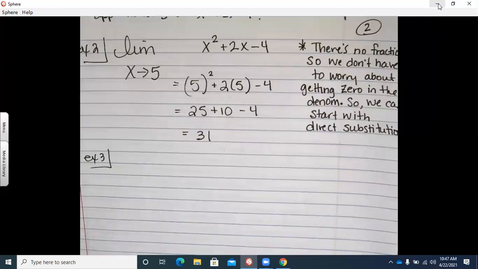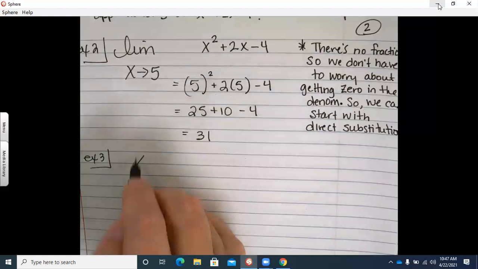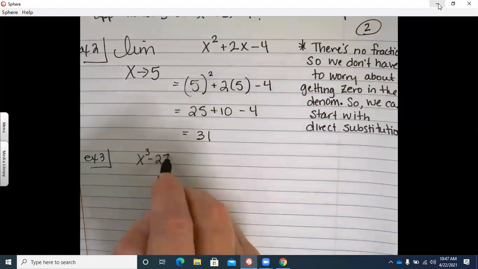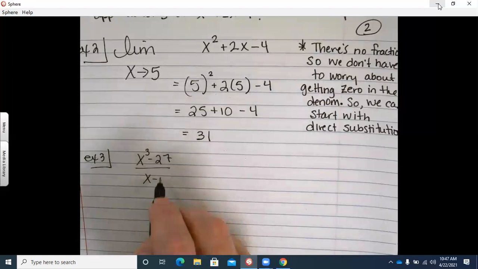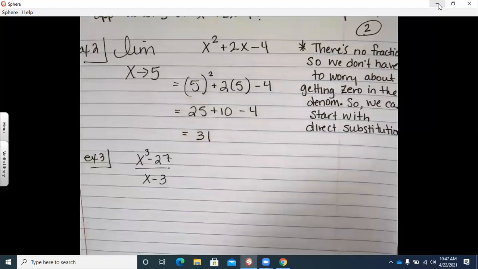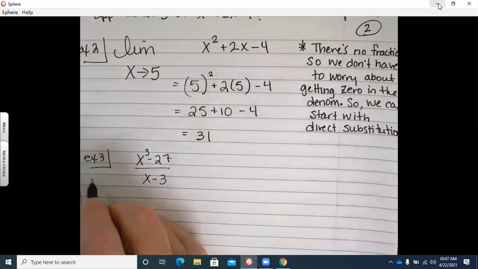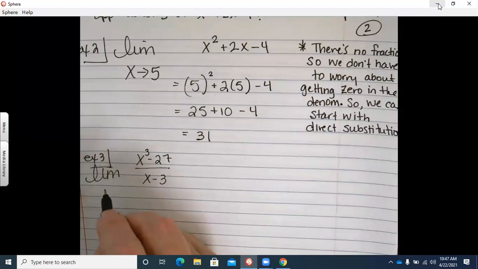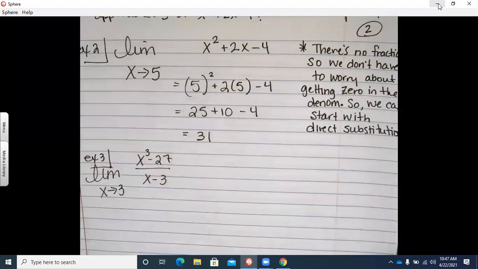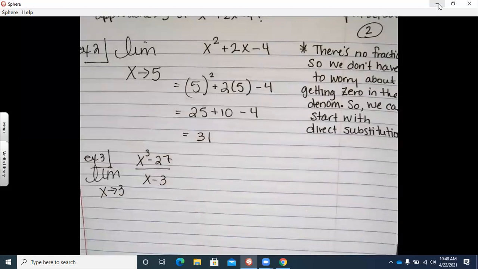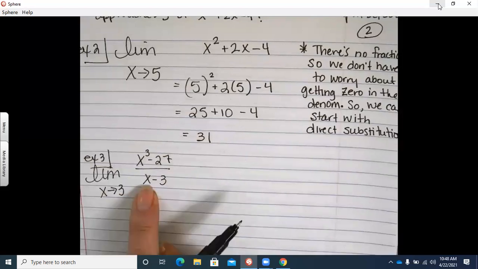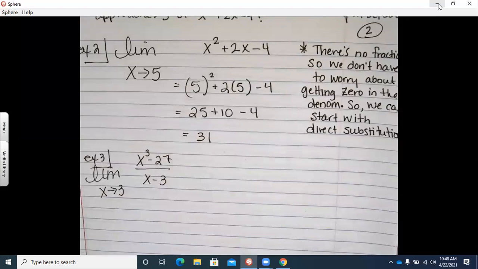So example 3, we have x cubed minus 27 quantity divided by x minus 3. Oh, I forgot to write what the limit is. Sorry. What is the limit as x is approaching 3? So if I use direct substitution, is that going to work? No, because we're going to get 0 in the denominator, right? We can't do that. Okay, we'll try factoring. x minus 3 doesn't factor.